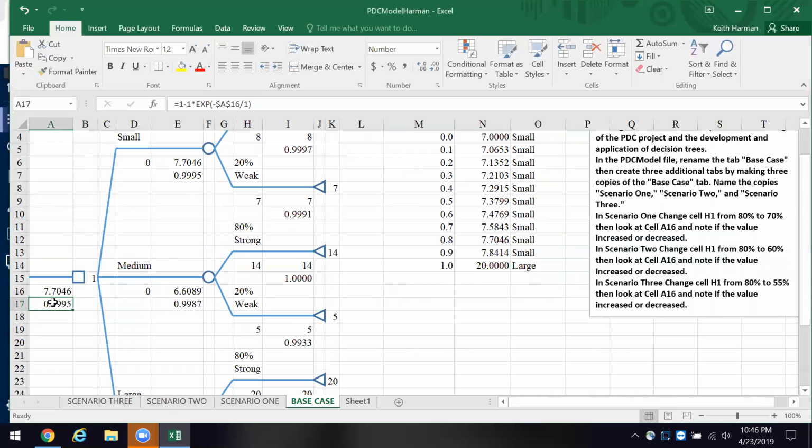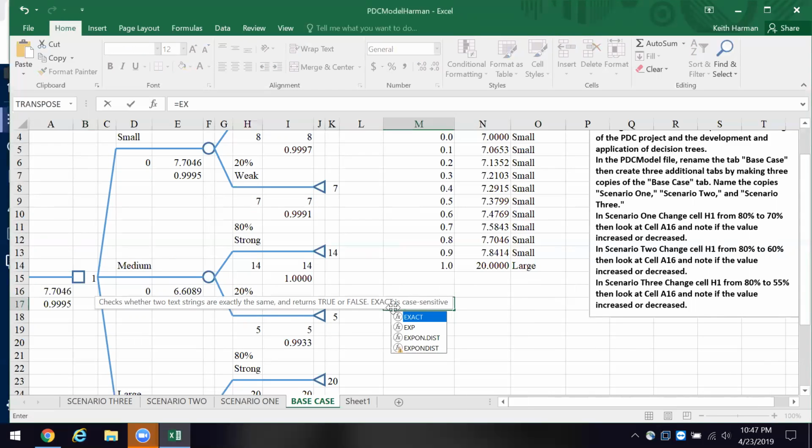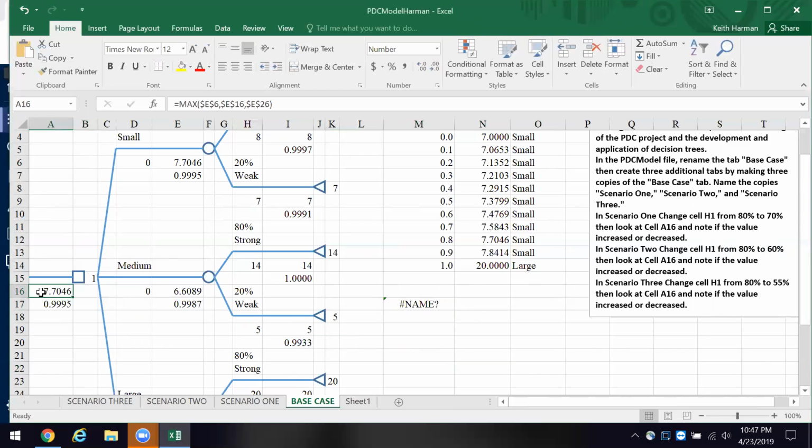Let's click on that. Okay, and this is 1 minus 1 times the exponent of A16 divided by 1. So we're going to take 1 minus 1 times the exponent of A16 over 1. And we'll look at that function, the exponent function. And it returns a raised to the power of a given number.